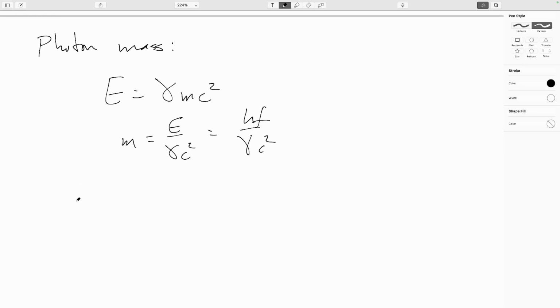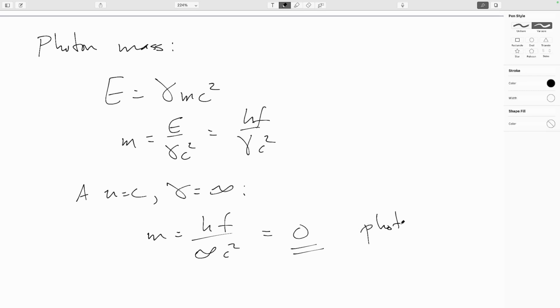But the thing is that when you're moving at the speed of light, gamma is equal to infinity. So this means that the mass is equal to hf over infinity times c squared, which is 0. So we get that the photon is massless.